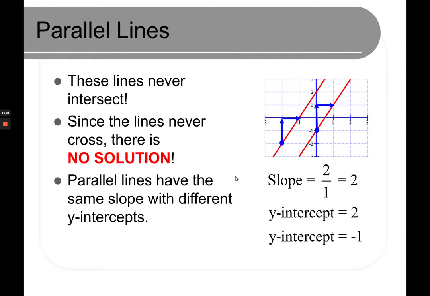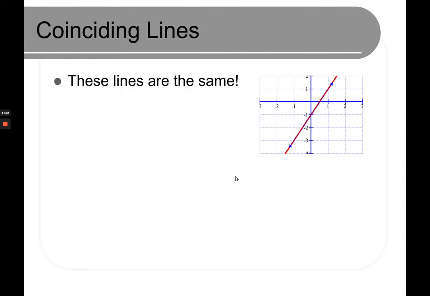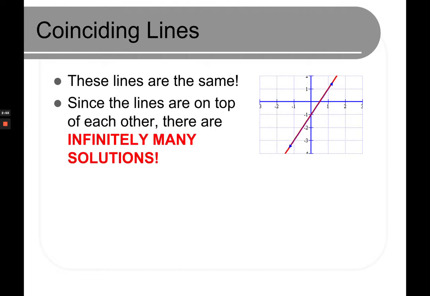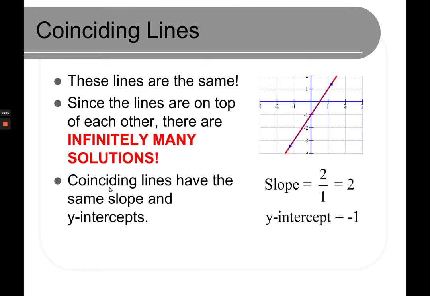Third case. It's a case of coinciding lines. These lines are the same. Identical equations have coinciding lines graph. Since the lines are on top of each other, therefore there are infinitely many solutions. Why? Because these lines are intersecting at all of their points, so therefore it's infinitely many solutions.